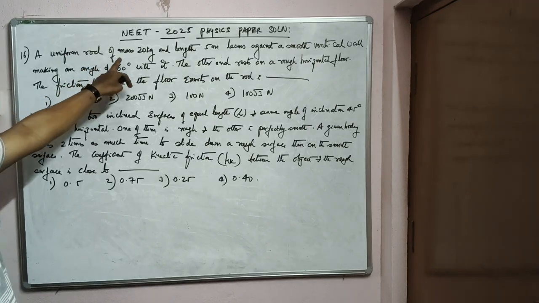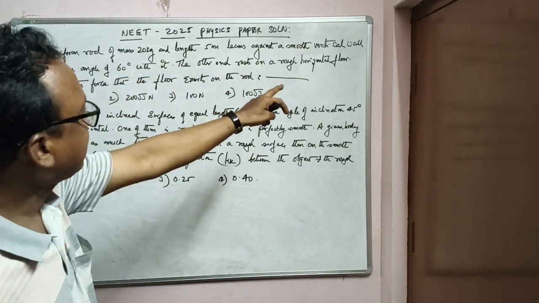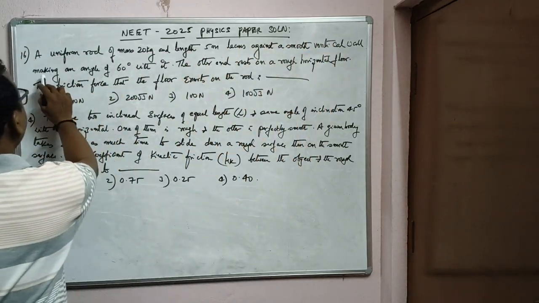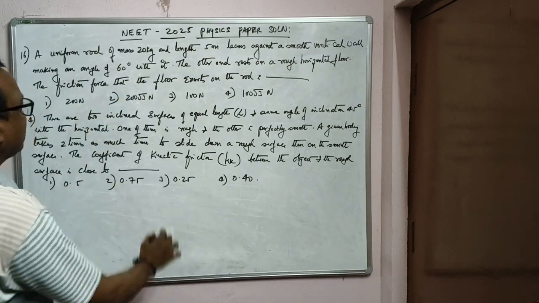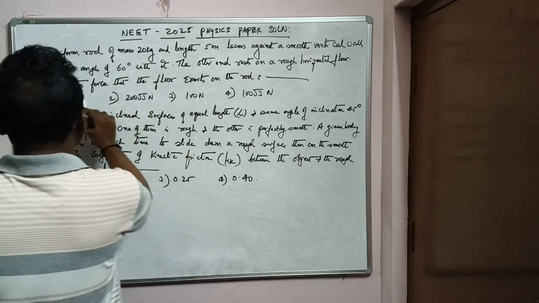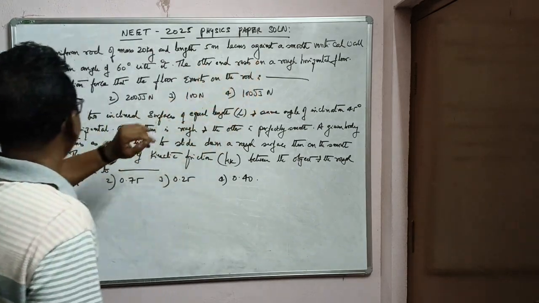A uniform rod of mass 20 kg and length 5 meters leans against a smooth vertical wall, making an angle of 60 degrees with it. The other end rests on a rough surface. The frictional force that the floor exerts on the rod is... This is the first one.